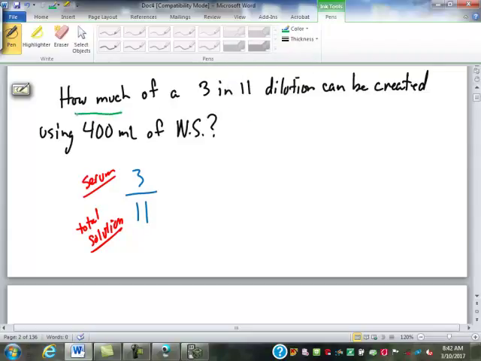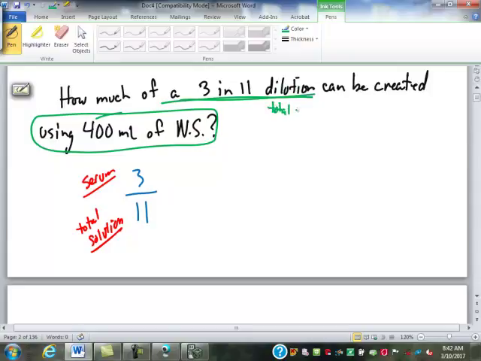What we are given is 400 milliliters of saline. So the next thing we need to do is ask, what is it that we're asked to find here? How much of that dilution? So we're asked to find the total solution. So what we really need here is a ratio that shows saline to total.